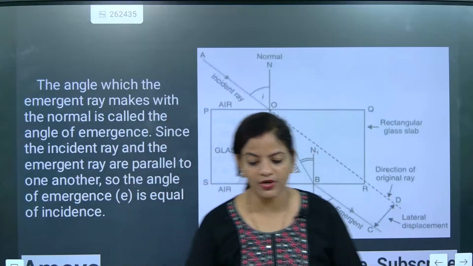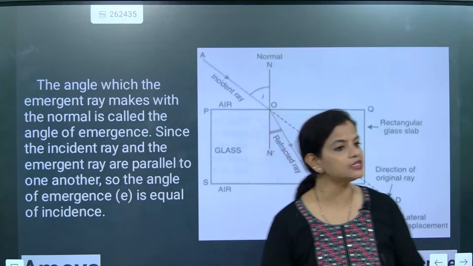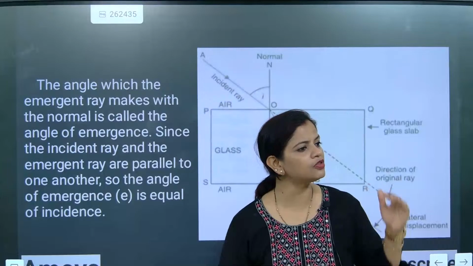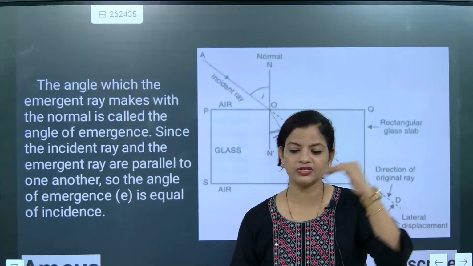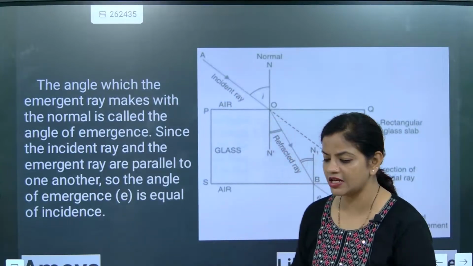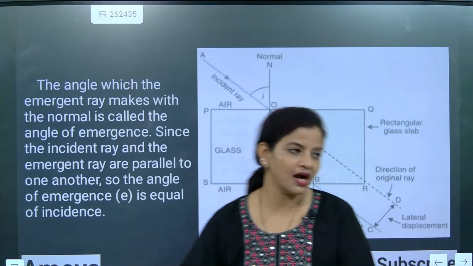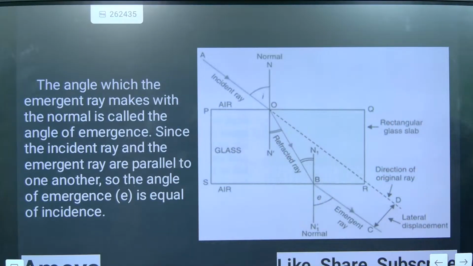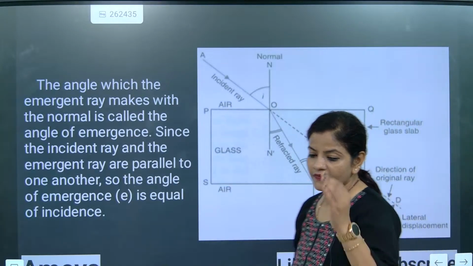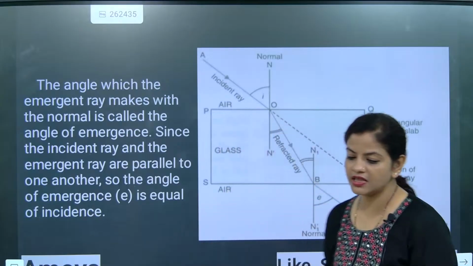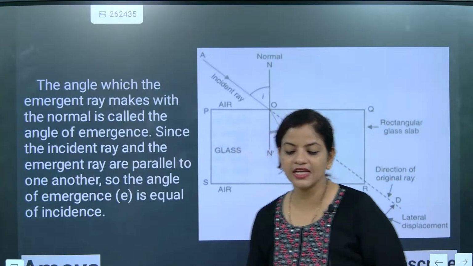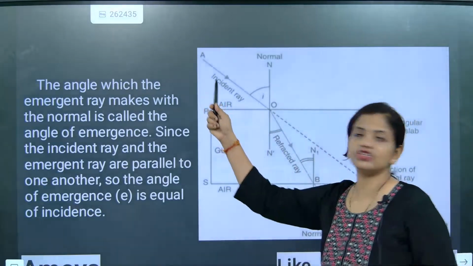The important point we discussed in lateral displacement is that the usual path of the ray of light will be a straight line when the rays are going from one medium to another medium. So what is our expectation and what is the reality? There is a much diversion in that. Understood? Yes, absolutely correct, children. Let's check this one out.